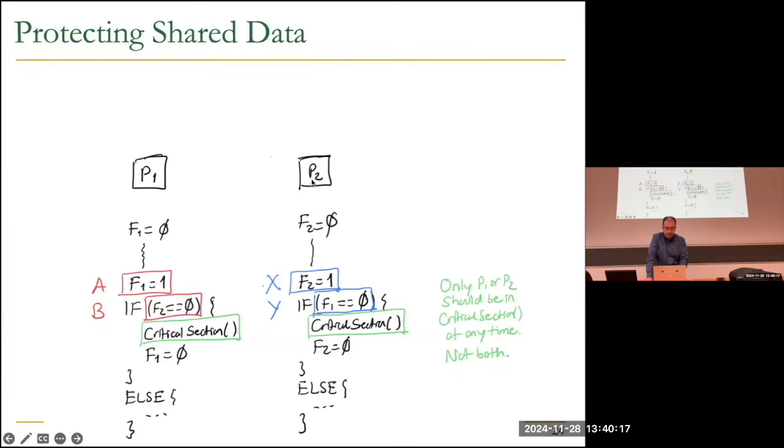The same thing is happening at the P2 processor, with the difference that it sets F2 to 1. So you need to use different variables. And it also checks F1 here. Question? This is a very simple Dekker's algorithm.